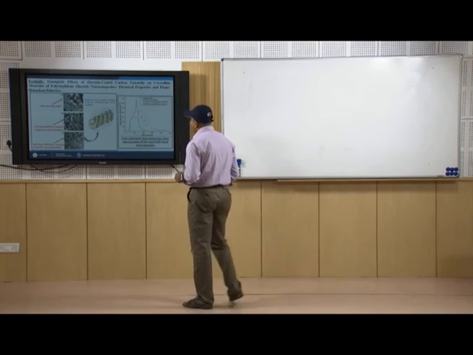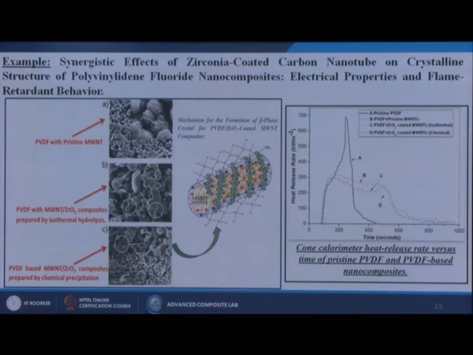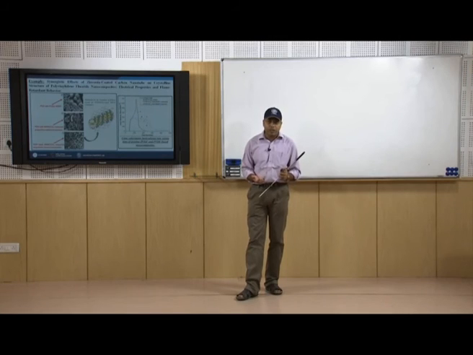Where are the examples? Synergistic effects. So, this one is the literature study which we have done in our lab itself. In this particular case, what have we taken? We have taken some carbon nanotubes, then we have modified these nanotubes by two different methods. One is called isothermal hydrolyzation, one is called the chemical precipitation method.